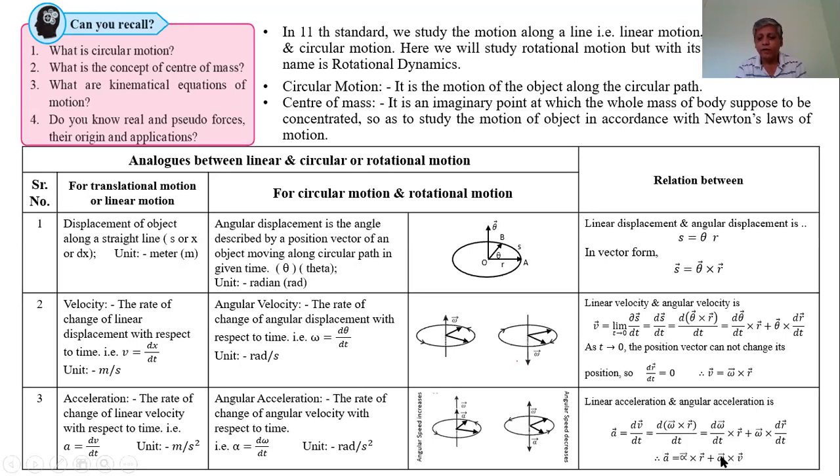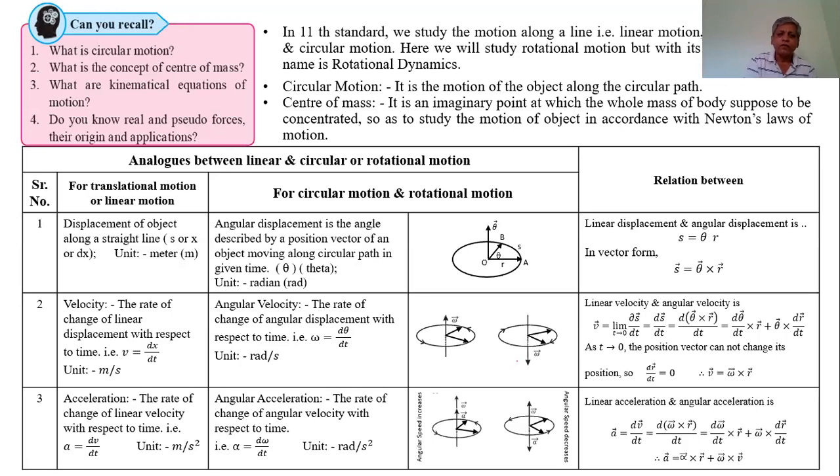And the other is vector omega cross vector v, where v is the instantaneous velocity. That is the acceleration due to the change in direction of the particle in circular motion. The direction of this acceleration is along the radius toward the center. Hence, it is called the centripetal acceleration. That can be explained afterwards. These are the three points. These are the analogies between linear and circular motions.